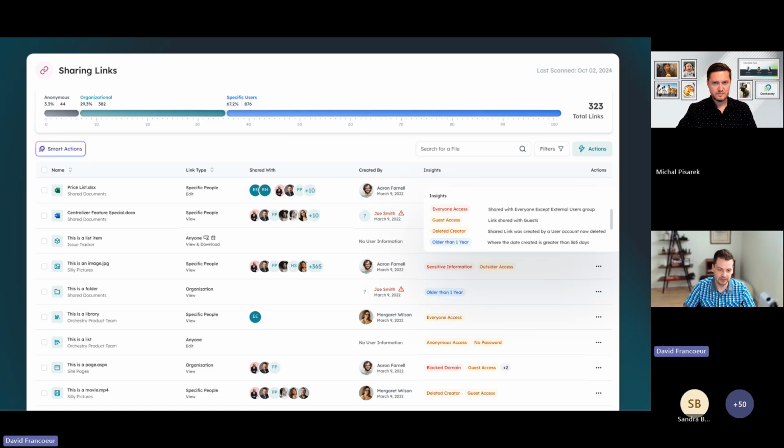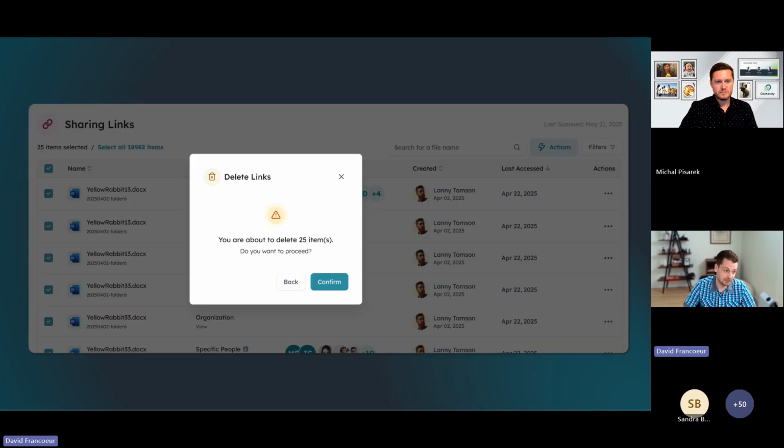Our sharing links reporting scans site by site by site recursively, shows you all the items that have links, the kind of links they have, who they're shared with, who created them, and soon we'll even have these insights telling you some important things you should know about related to that link. Most importantly, though, in my opinion, we give you the ability to action them in bulk at scale, right?